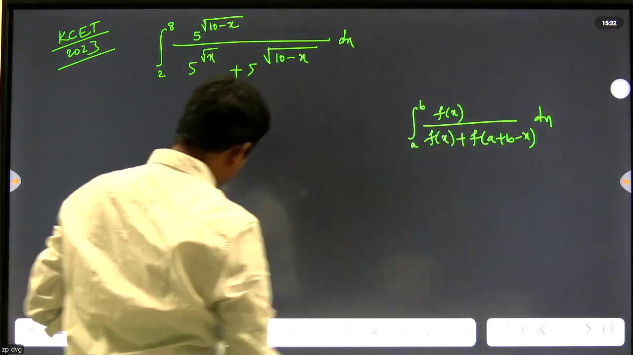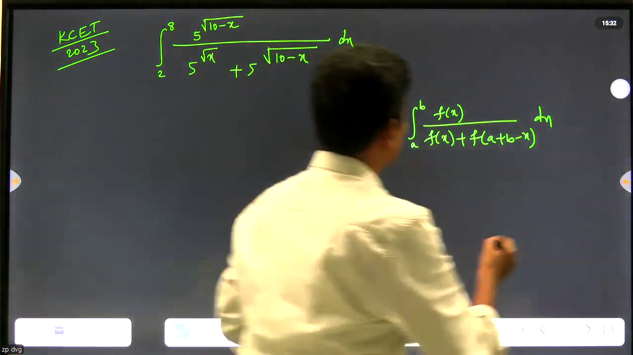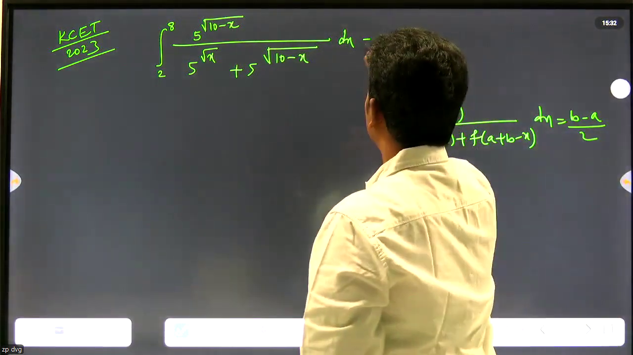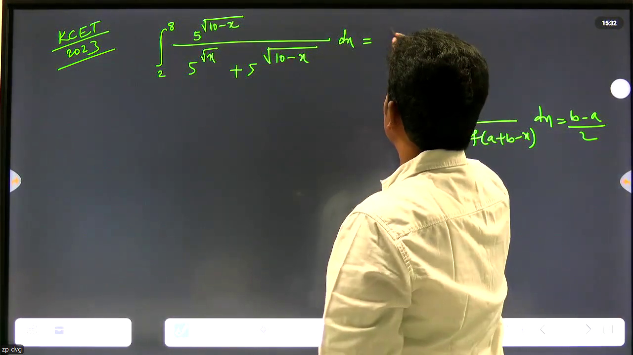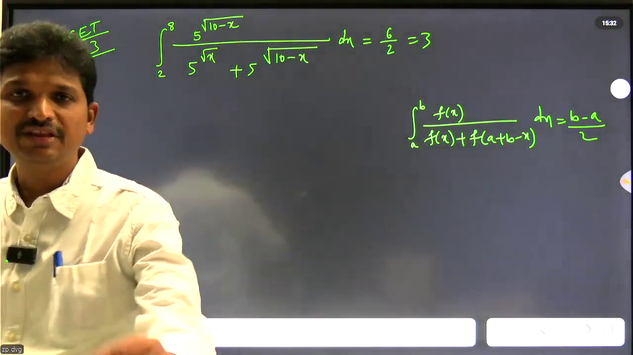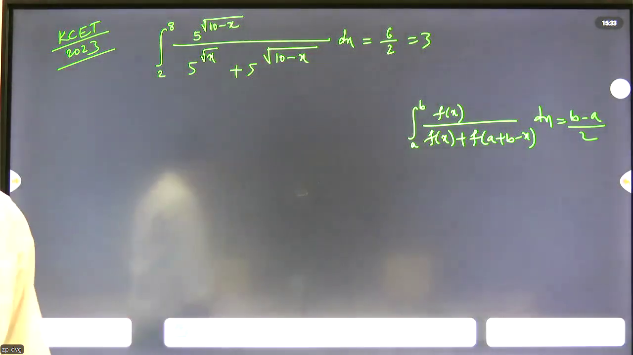Okay. Now, you identified this problem is of this type. What is the answer? Its answer is b minus a divided by 2. If you know that, directly you can write. What is this? 8 minus 2, 6. 6 by 2. Answer is 3. That's it. If you know this, within seconds, you can finish this problem. Right?